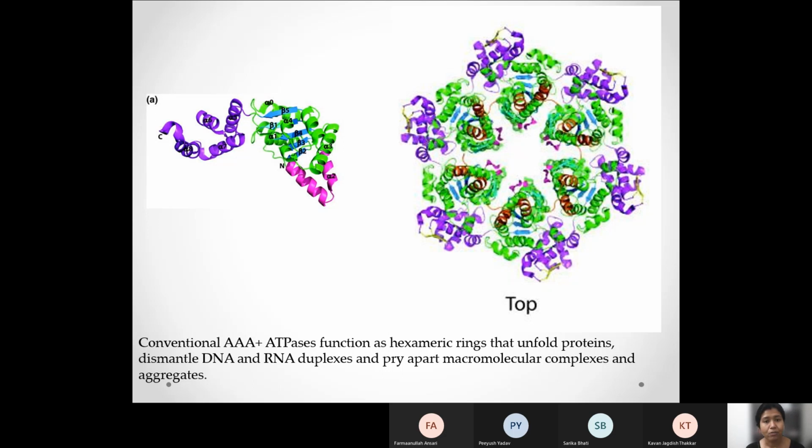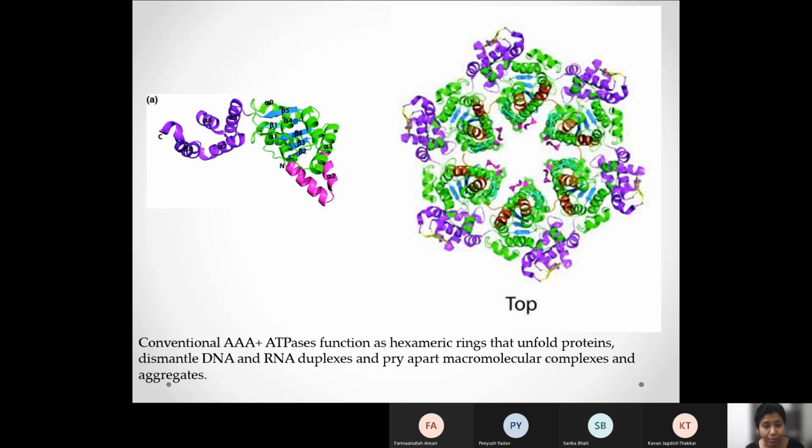And what these classes of proteins do, they are involved in a lot of processes. For example, they are involved in unfolding of proteins. They can be involved in unfolding of RNA or DNA double helices. For example, some of the helicases involved in, say, bacteria, or even in viral replication, you would see that they belong to these AAA ATPases.